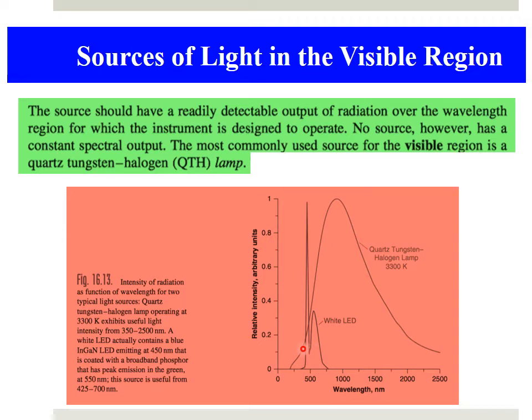This LED is also coated with a broadband phosphor that has a peak emission in the green at 550 nanometers. The LED is made of indium gallium nitride, and then it is coated with the broadband phosphor, and because of this phosphor, it has a peak emission in the green at 550 nanometers. So white LEDs can be used by themselves as a source in the visible region for analytical purposes, and they also act as a power supply for the quartz tungsten halogen lamp in the visible.